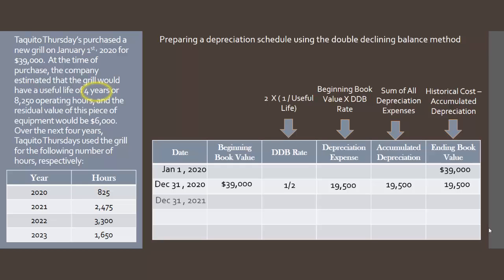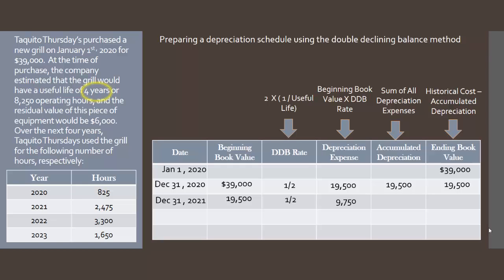Moving on to our second year, 2021. Our beginning value at the beginning of 2021 is going to be $19,500. So literally just drag down what you ended the prior year with to start the next year. We ended 2020 with a book value of $19,500, which means we have to start 2021 with that same $19,500 book value. And we're going to multiply it by the same DDB rate of 1/2. 19,500 times 1/2 is 9,750.